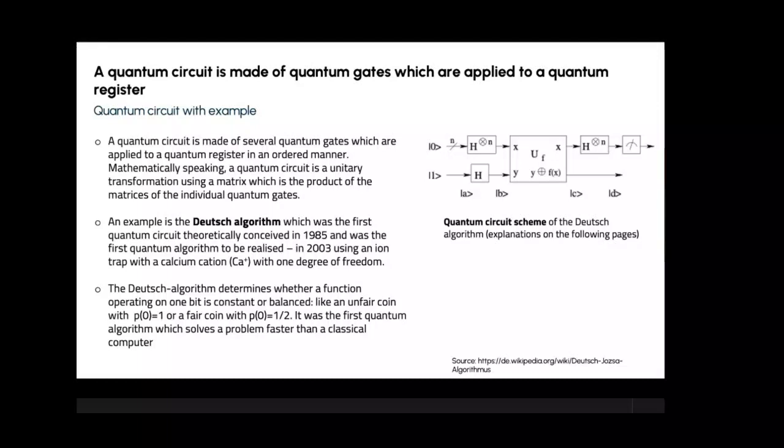And this is a very simple circuit, right? It has only the Hadamard, and then this function here that we will look at in a minute. And the Deutsch algorithm determines whether a function operating on one qubit is constant or balanced. So if you have the qubit with 0 and 1, now the function maps from 0 1 to 0 1.